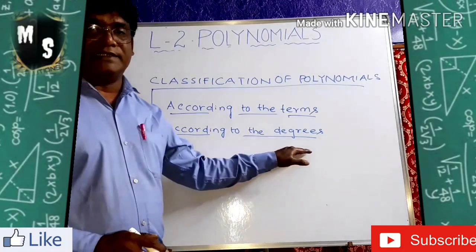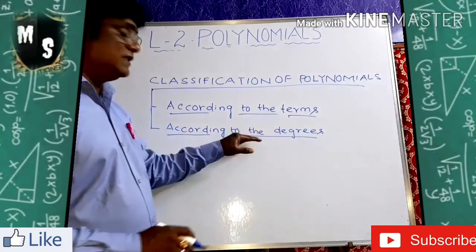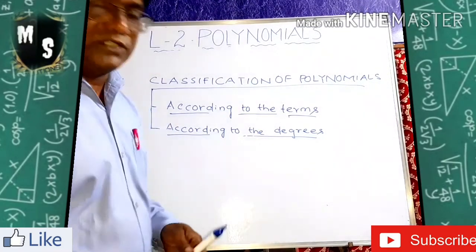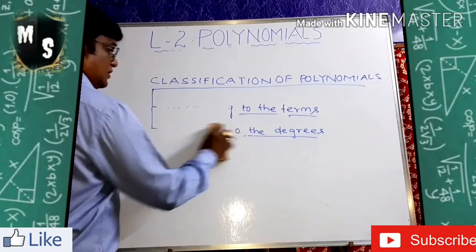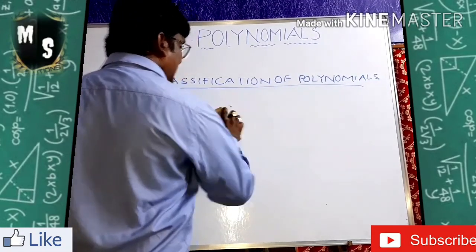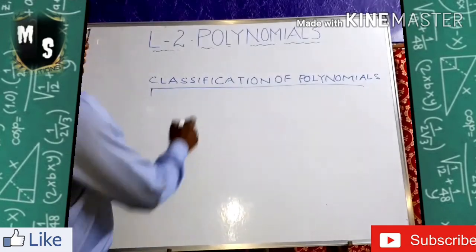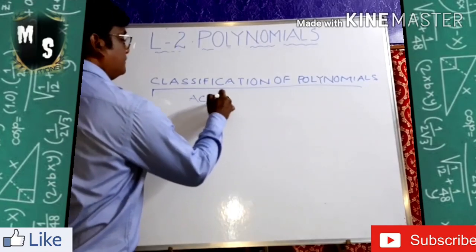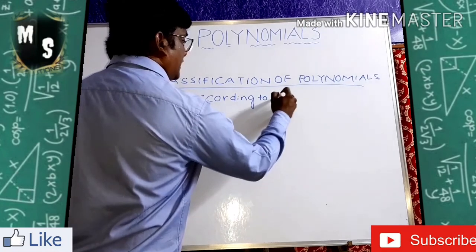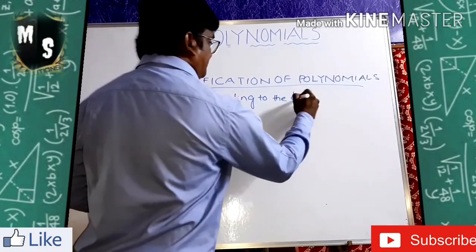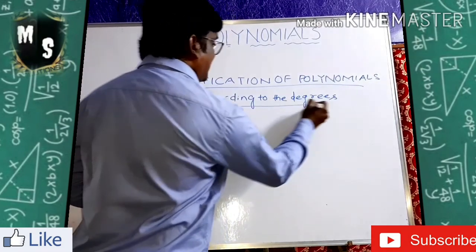According to the degrees: this one is very important. It is new to you. Now see, I am explaining what is meant by according to the degrees. The classification of the polynomial according to the degrees. So the polynomial can be classified according to their degrees. How are they classified according to the degrees?